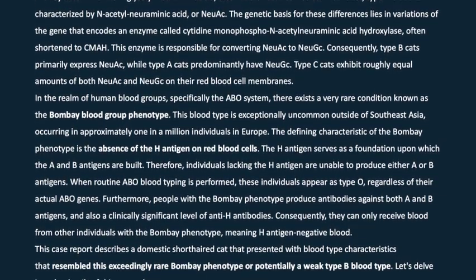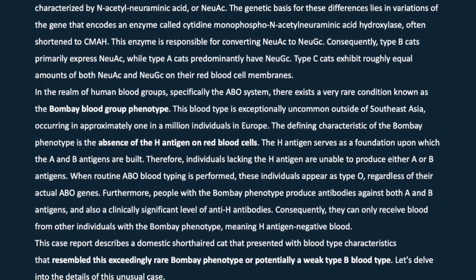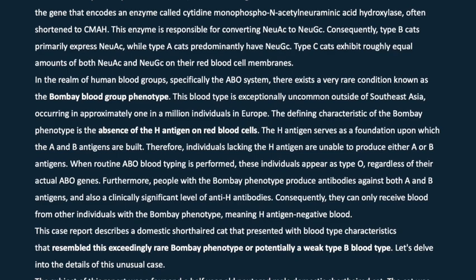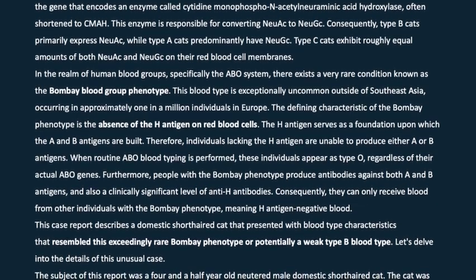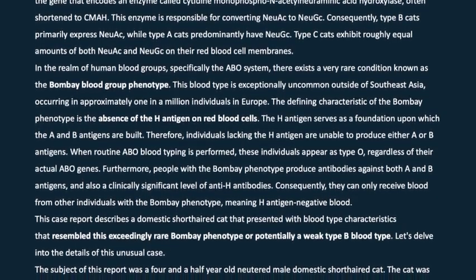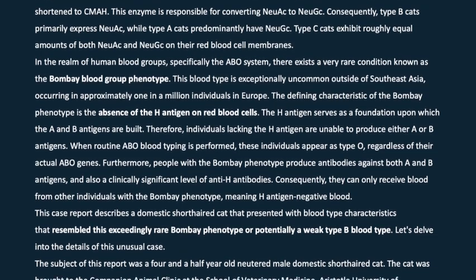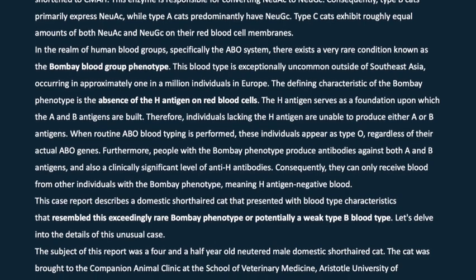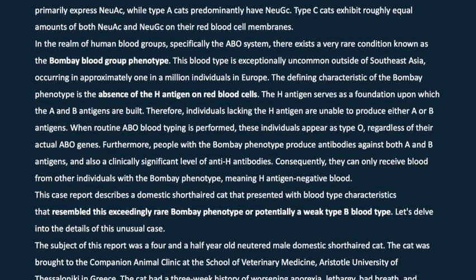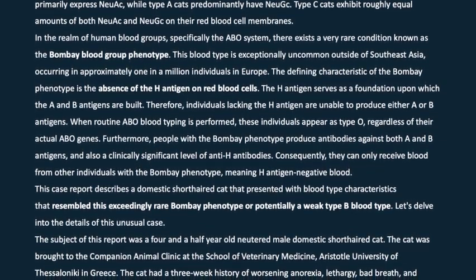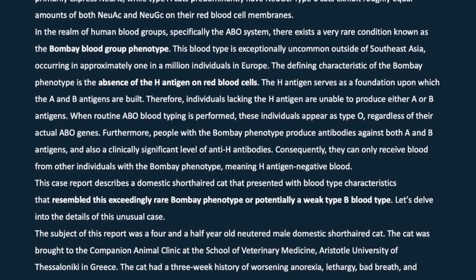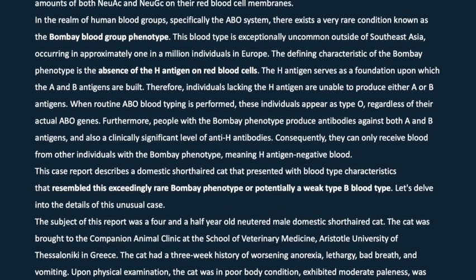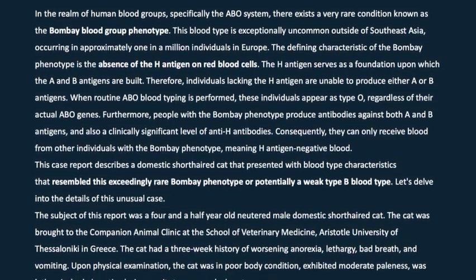In the realm of human blood groups, specifically the ABO system, there exists a very rare condition known as the Bombay blood group phenotype. This blood type is exceptionally uncommon outside of Southeast Asia, occurring in approximately 1 in a million individuals in Europe. The defining characteristic of the Bombay phenotype is the absence of the H antigen on red blood cells. The H antigen serves as a foundation upon which the A and B antigens are built.